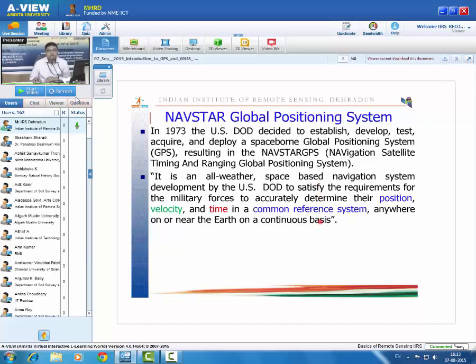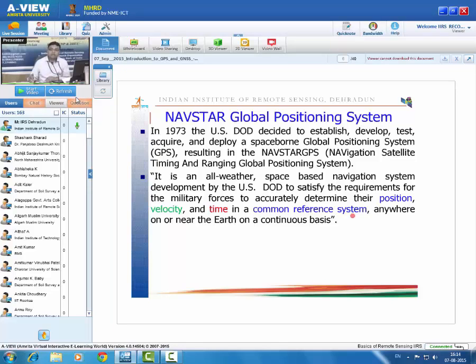We know that the GPS is giving us the latitude, longitude and height, which actually mean the position. But in this definition, we can appreciate that it is actually serving three purposes. It is not only giving us the position, but it is giving us the velocity of the receiver also, and it also gives us the time. And as the GPS uses atomic clocks, it not only gives us the time, but it helps us in maintaining the definition of the time. And all this is happening in the common reference system.